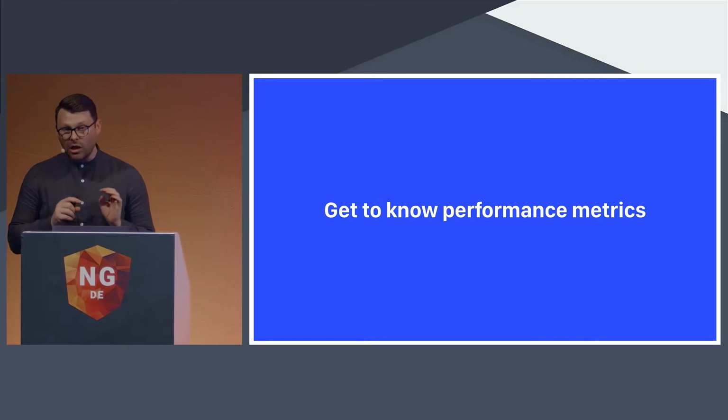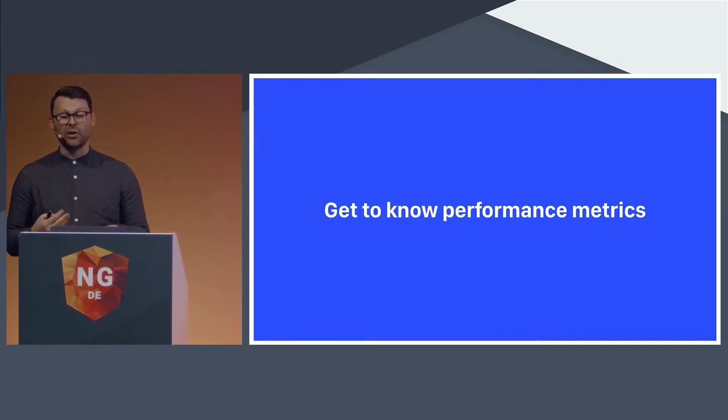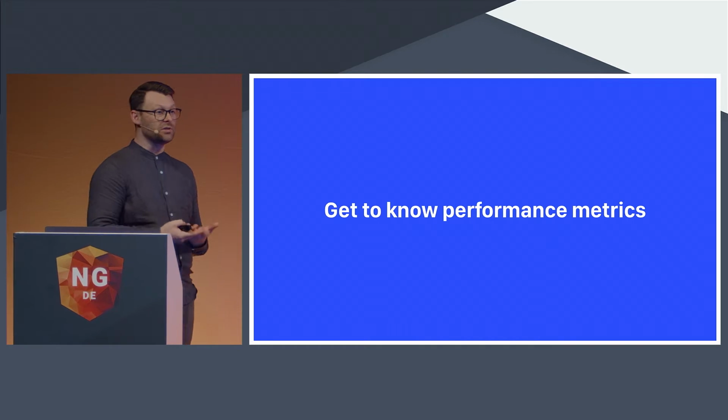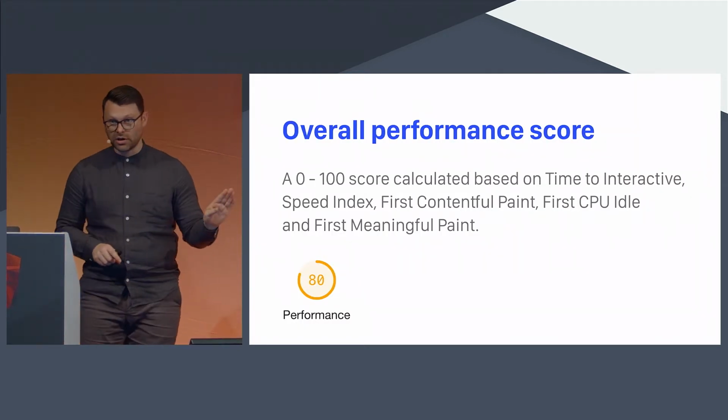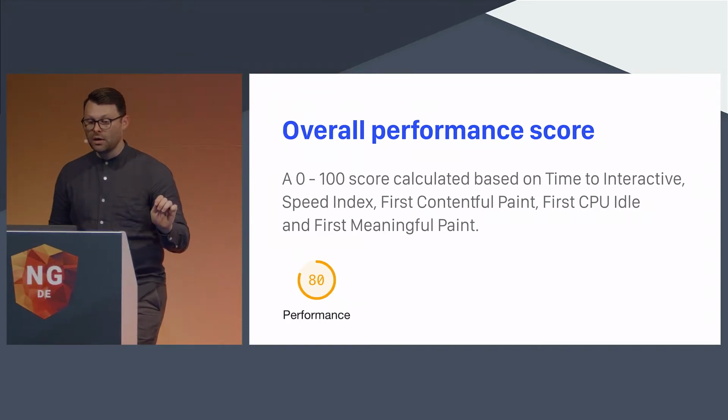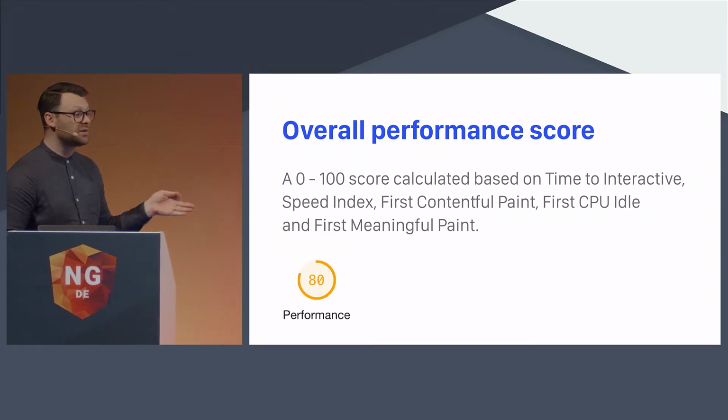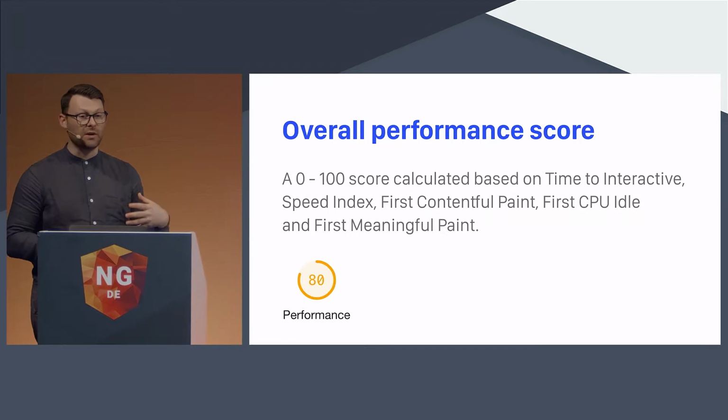The first thing that we can do as part of that journey is get to know performance metrics. There are a lot of performance metrics out there, and they can be used as signals for your pages, but you need to choose ones that work for you. If you're going to choose only one metric amongst your team, consider using an overall performance score, which is a very easily understood number for people who aren't technical on your team. It's a 0 to 100 scale.